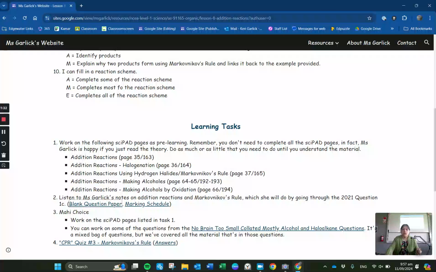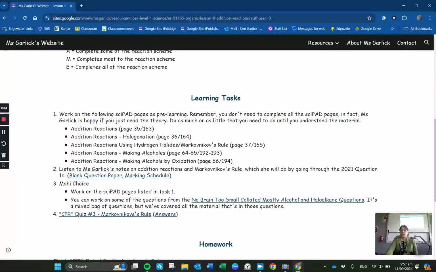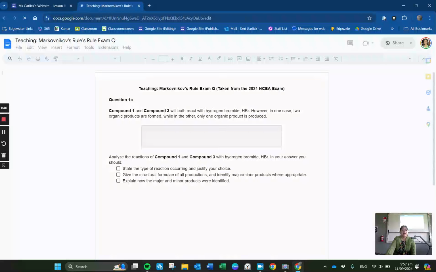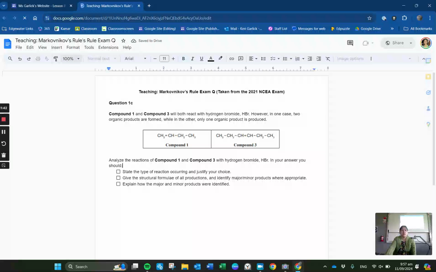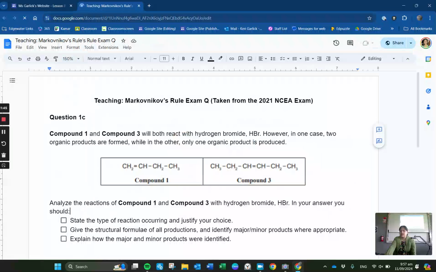So we are looking at the addition, so this is from the 2021 exam. It's question 1C. I think I've attached this onto Google Classroom if you guys want to type your notes. I can't quite remember if I was smart enough to do that.